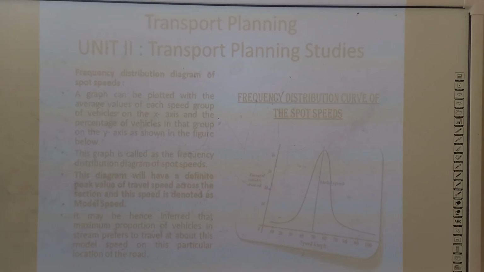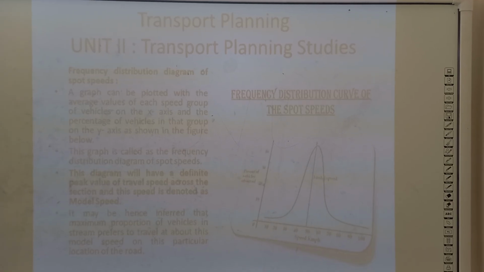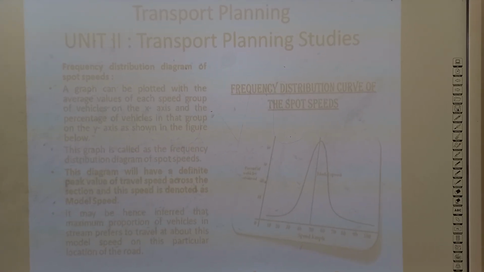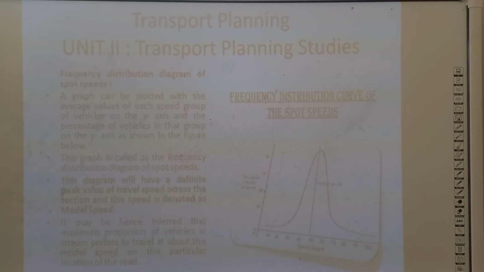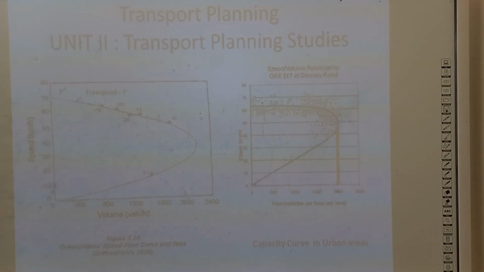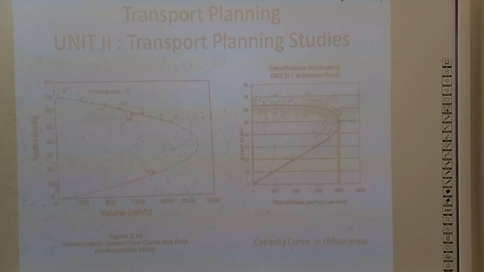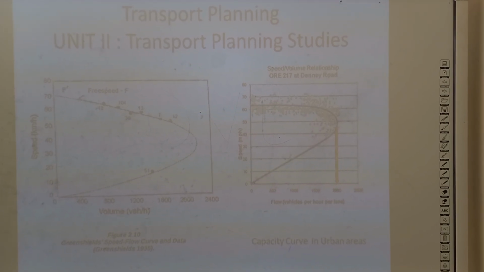So once you know the volume and speed, you can evaluate the capacity. Capacity is a function of volume and speed. Hence, by taking the volume and speed, you can plot a graph between the volume and speed. Like here, you can see, volume you can take on the x-axis, and speed you can take on the y-axis. So you will get scattered points.